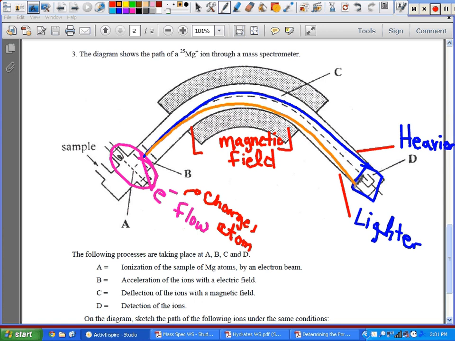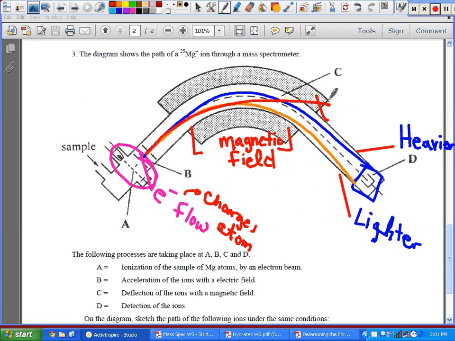If it's too light, what's going to happen to it? It won't even make it. It's going to slam into the wall right here. If it's too heavy, will it affect it enough to bend it? Nope. If it's too heavy, it's going to be cruising along, and it's just going to slam into the wall right there, and it will never make it. So if it's too heavy, it won't bend it. If it's too light, it bends it too much.